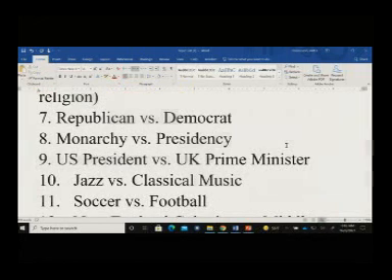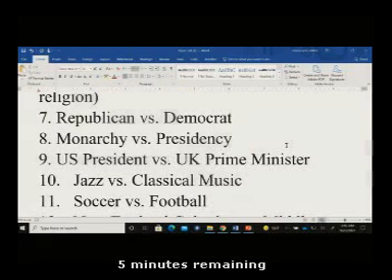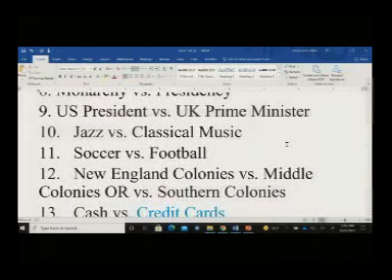Jazz versus classical music. If you're in music appreciation, you could look at two different forms. Or if you are a music enthusiast and you know enough about different genres, you can compare them. So you would have to look at artists. I got a good paper this summer over music from one of my students. Soccer versus football. Shoot, I could write that one.